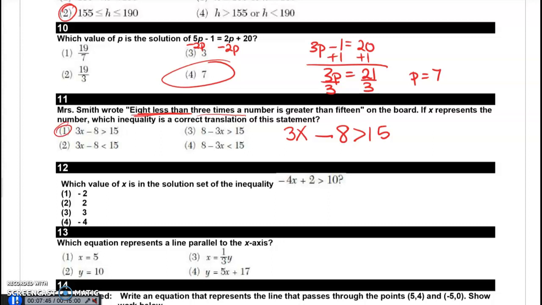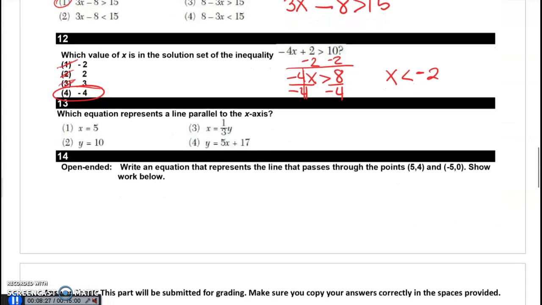Okay, number 12, which value of x is in the solution set? First we could figure out what our answer would be here. So negative 4x is greater than 8. And here, make sure you remember you have to flip your inequality sign since we divided by that negative. So x is less than negative 2, which means that our answer has to be true for that. Negative 2 is not less than negative 2. 2 is not less than negative 2. 3 is not less than negative 2. Negative 4 is less than negative 2. You also could have gone through and plugged those values in, but that would have taken a little bit more time.